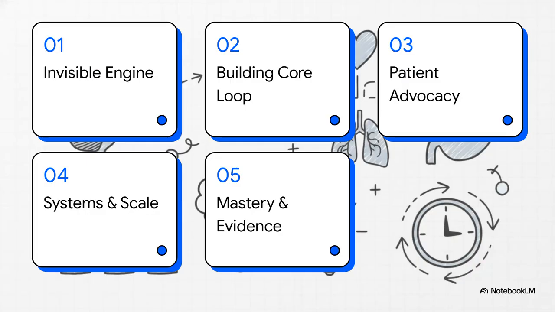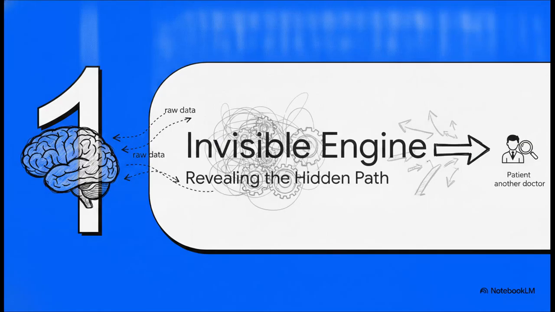Okay, let's dive into this outline, our zoom in, zoom out journey. We've got the invisible engine, building the core loop, the patient advocacy track, systems and scale, and finally, mastery and evidence. Section 1. The invisible engine, revealing the hidden path, which is lesson 1.